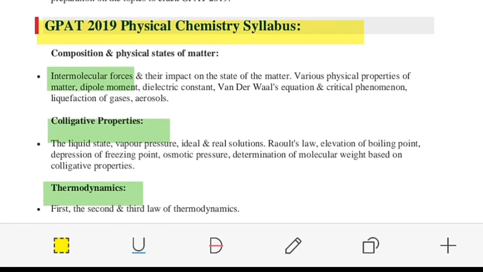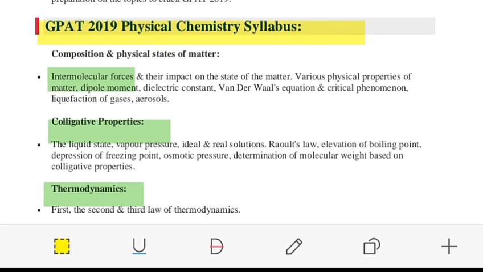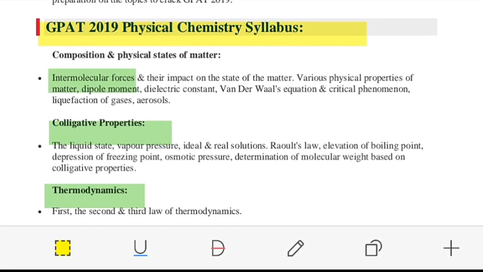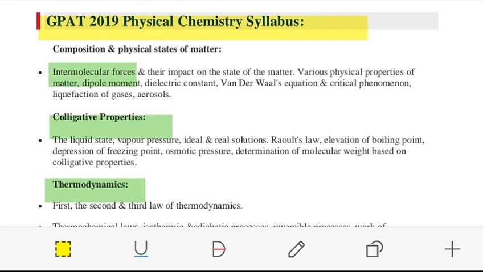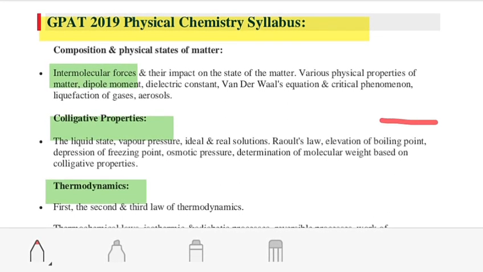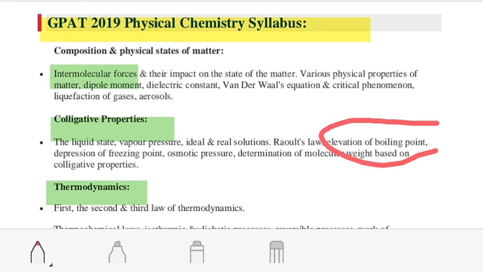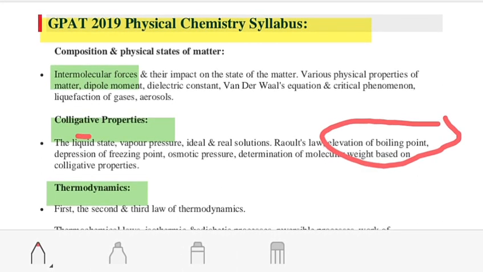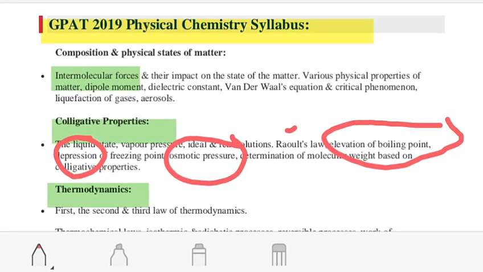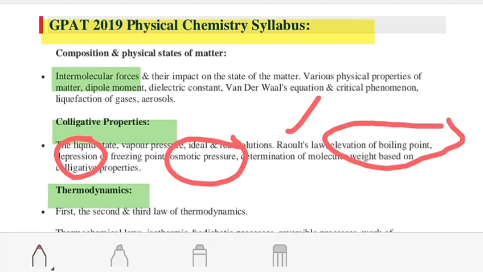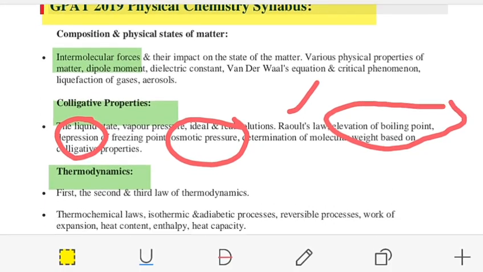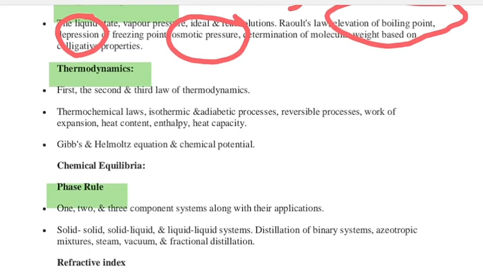Let us discuss the physical chemistry syllabus first. In that, the important areas you need to cover are intermolecular forces and colligative properties. Very important colligative properties are elevation of boiling point, depression of freezing point, osmotic pressure, and some of the laws like Raoult's law. These are all very important. You have to cover these topics. And in thermodynamics, you have to focus only on the first law, second law, and third law, and the remaining you can skip.